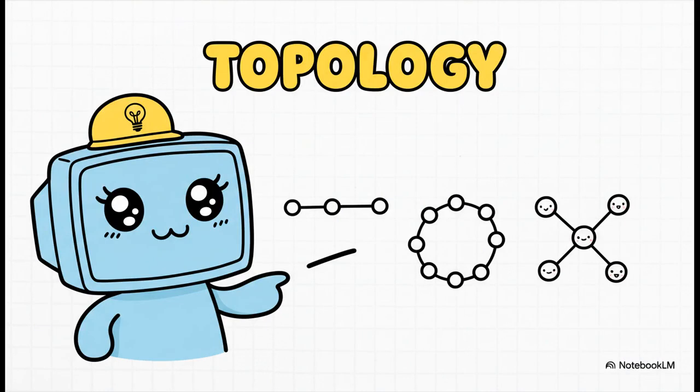So this whole arrangement, the way you lay everything out, it actually has a technical name. It's called the network's topology. And trust me, getting that topology right is the secret to a network that doesn't make you want to pull your hair out.